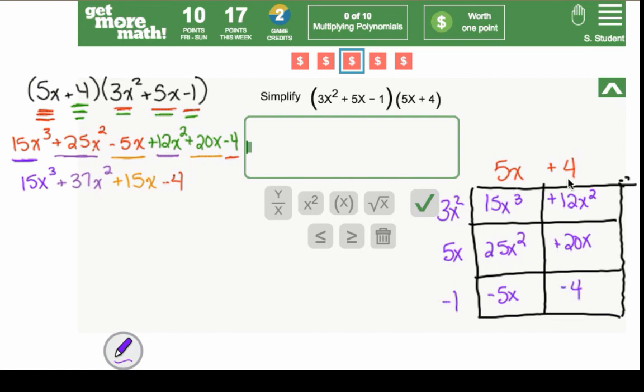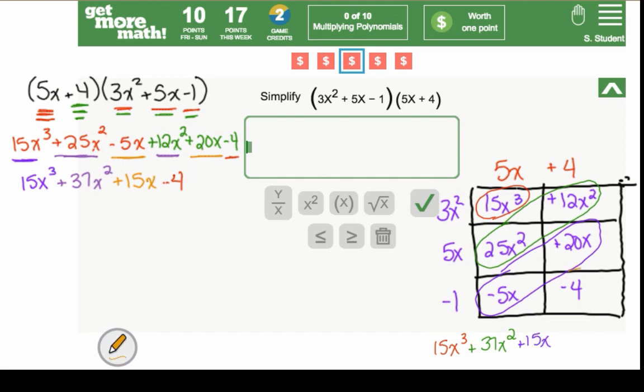And now we add diagonals down because it's going to put our like terms that way. So the first one is we look at this one, and that's just by itself. So that's going to give us 15x cubed. Then we look at this diagonal, 25x squared plus 12x squared. That gives us 37x squared. The next diagonal would be this one, which is negative 5x plus 20x, gives us 15x. And the last is this one, which is just going to be a negative 4. So that's your other way of doing this problem.